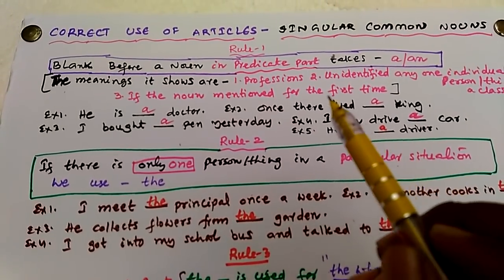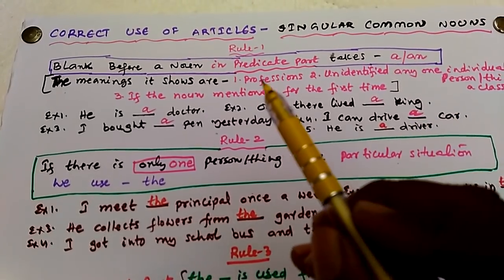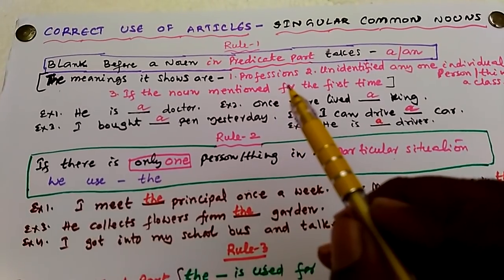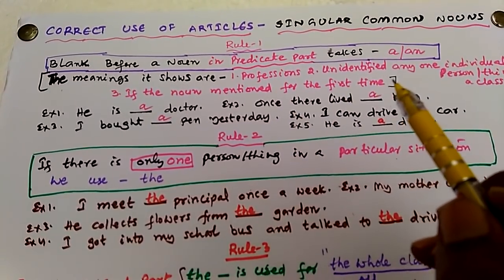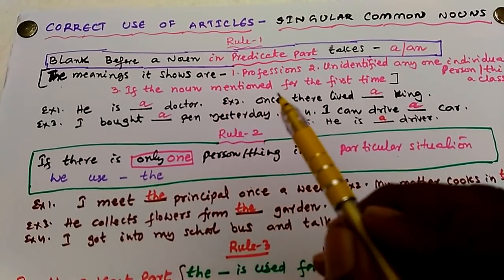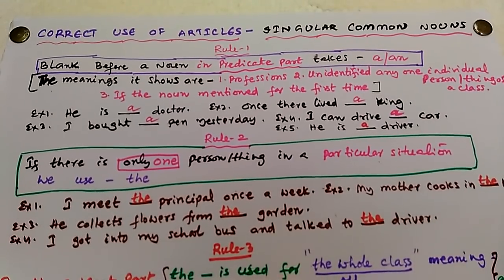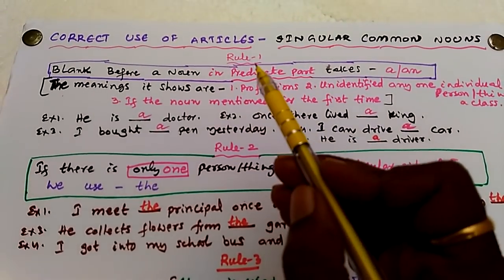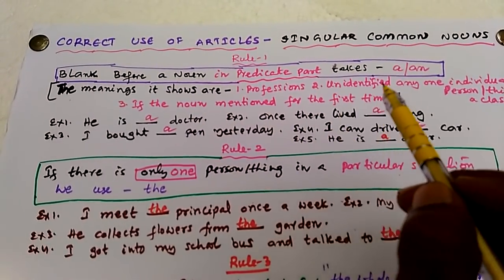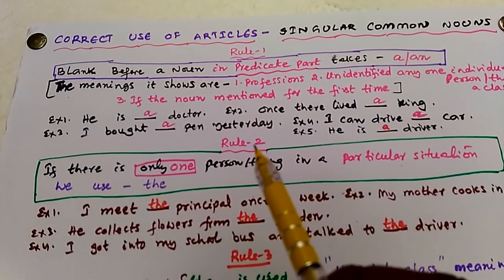So, in the predicate part, if we use a or an before a noun, it may show a profession or an unidentified person or thing, or it may be the case where a noun is mentioned for the first time. So the first rule says that if a blank is seen before a noun in the predicate part, we have to write a or an.